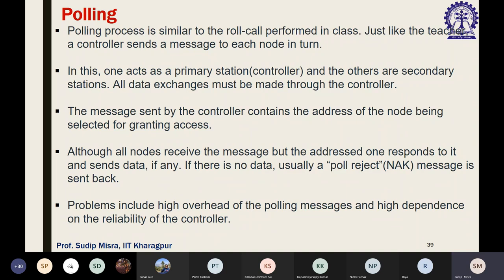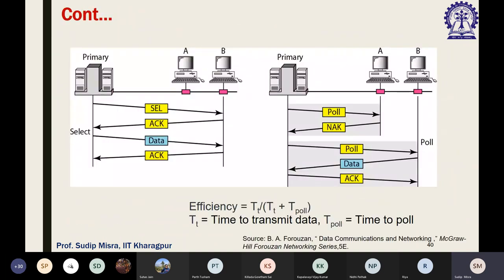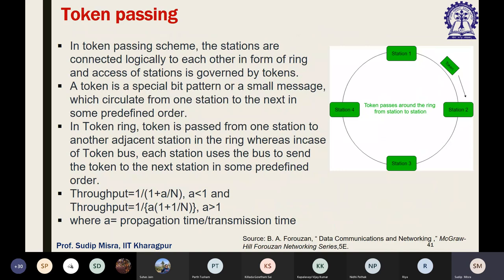So reservation mechanism, polling mechanism, these are mechanisms that are part of this method, right? So this reservation method. And the third one also I have missed out, but this is something that I had explained in one of the introductory classes, which is called the token passing mechanism.